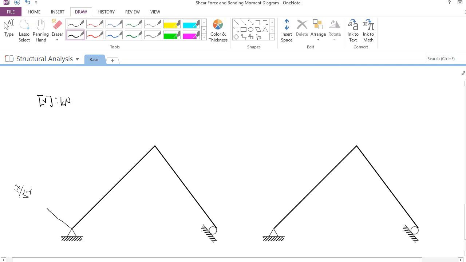Let me draw it larger. Decreasing with a rate of 1/2 kilonewton per meter. So the length of this is 4 square root of 2, so it should be 13 square root of 2.